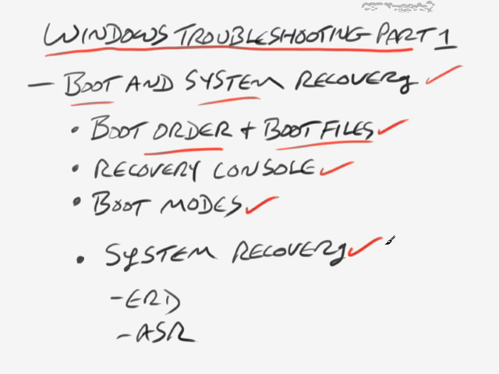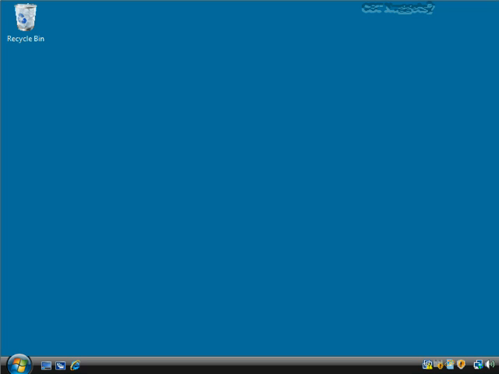This goes beyond just the boot process, although it could also repair that. And it goes on into addressing the system files that might have become corrupt or overwritten. You can use the ERD in Windows 2000 or ASR, which is Automated System Recovery, in Windows XP. And then, of course, Windows Vista also has a repair installation, which can also help to restore files to a known good configuration.